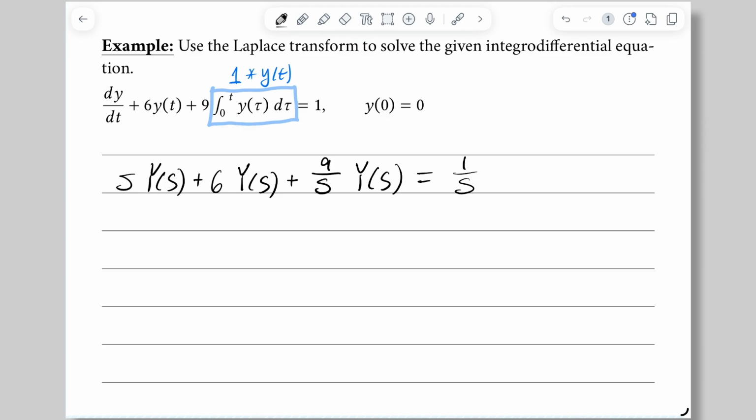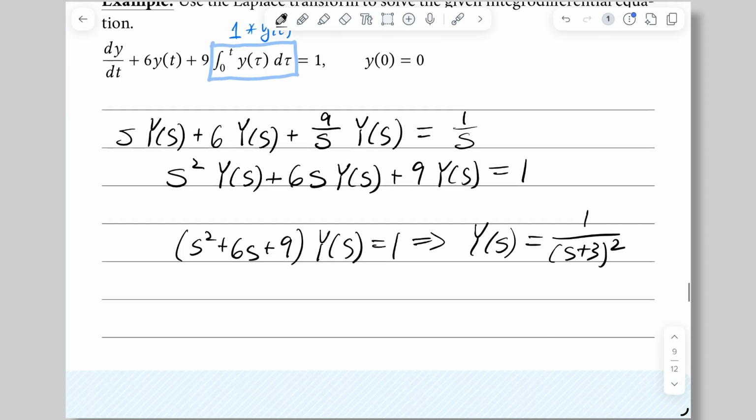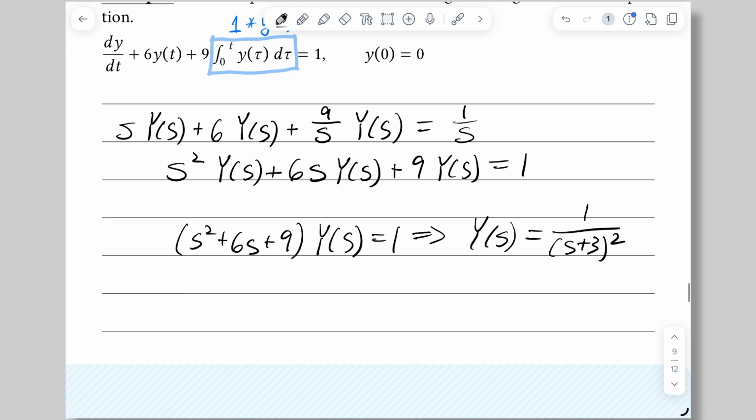I'm going to clear the fraction here by multiplying everything by s. We get s squared times Y of s plus 6s times Y of s plus 9 times Y of s is equal to 1. Factoring out, we get s squared plus 6s plus 9 all times Y of s is equal to 1, which then gives us that Y of s is equal to 1 over s plus 3, the quantity squared. That inverse transform is t with a shift. We get that y of t is equal to t e to the negative 3t.